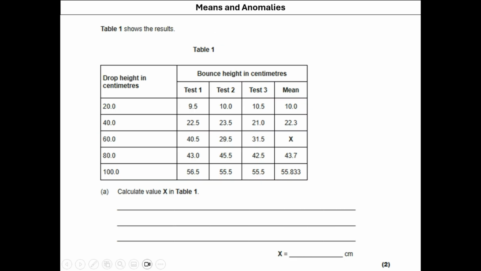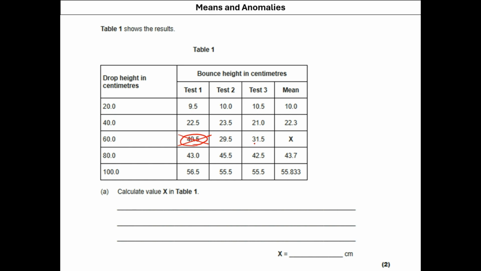The next question, table 1 shows the results. Doesn't matter what the question was about. Calculate the value x in the table. So I've got to go and look that x is the mean. They've not told me calculate the mean. I've got to look that's what it is. They've also not told me to leave out the anomalies. They've not given me that reminder. But if I look at my 3 values, 40.5, 29.5, 31.5, that stands out as being much bigger. I mean, if you look at all the other rows, they're all within like 1 or 2 of each other. That's massive. So I'm going to leave it out.